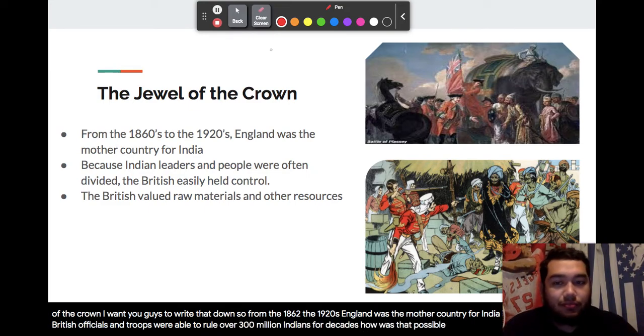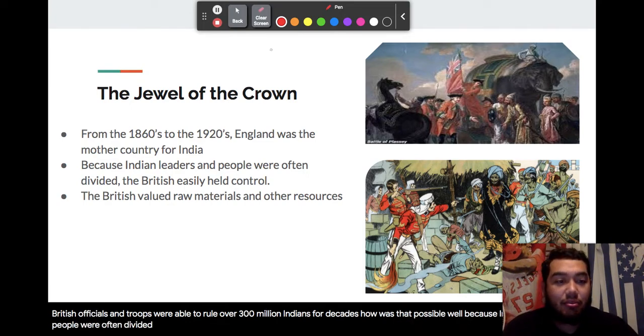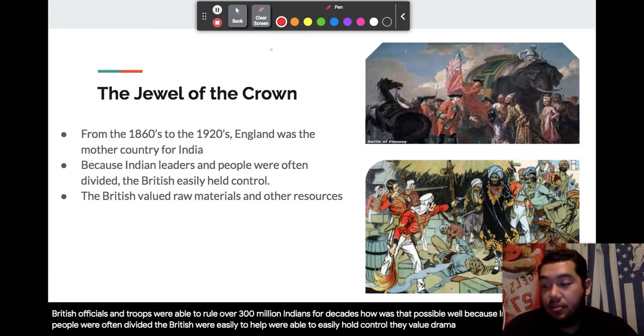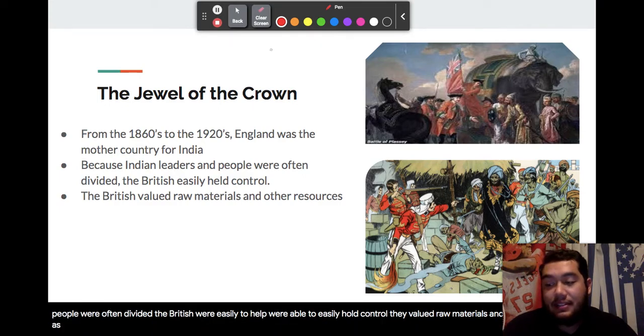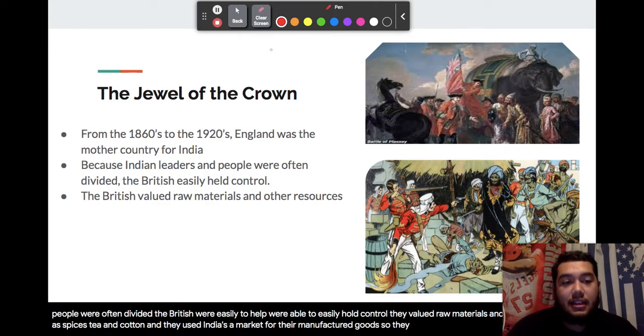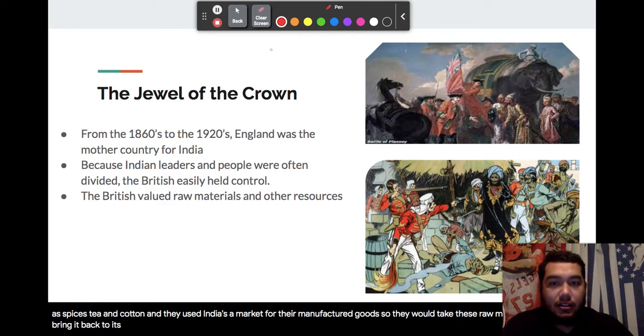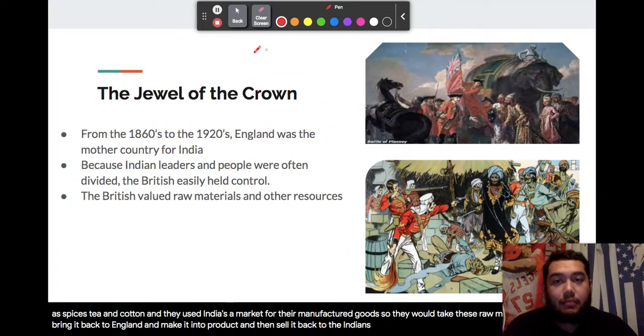How was that possible? Well, because Indian leaders and people were often divided, the British were able to easily hold control. They valued raw materials and other resources such as spices, tea, and cotton, and they used India as a market for their manufactured goods. So they would take these raw materials from India, bring them back to England, and make them into products, and then sell them back to the Indian people.